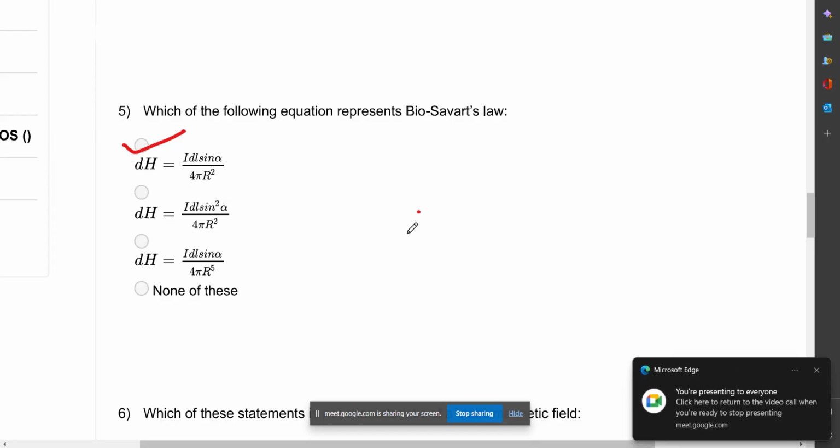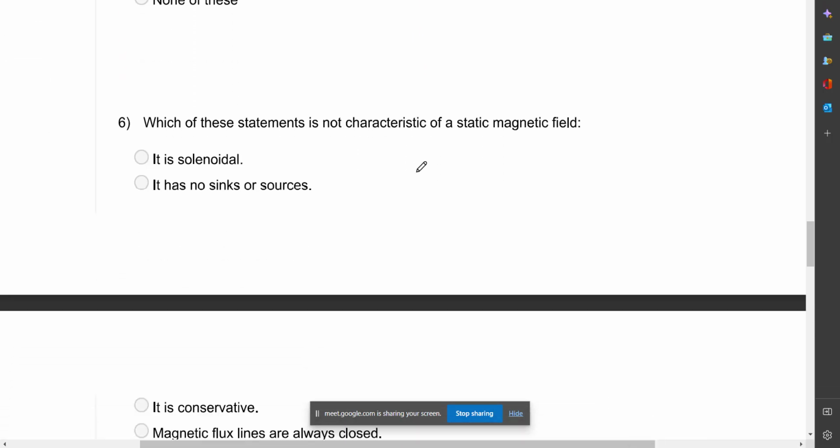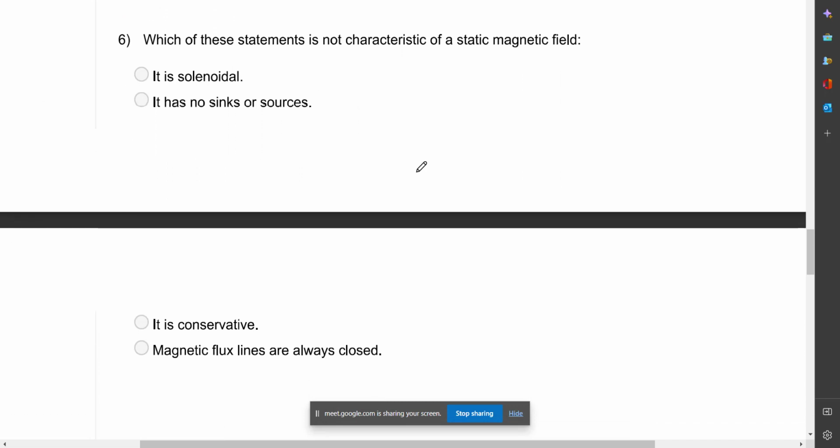Yeah. Now let's go to question number 6. Okay. So which of these statements is not characteristic of a static magnetic field? The question is very simple. Here 4 statements are given to you and it is asking what is not a characteristic of a static magnetic field. First option is it is solenoidal. Second, it has no sinks or sources. Third is it is conservative. Fourth option is magnetic flux lines are always closed. So can someone tell me what the answer will be here? How to solve this question?